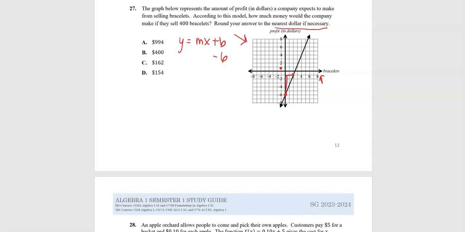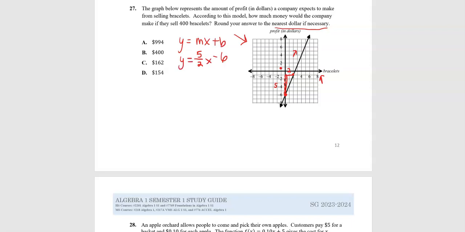Okay. I am then going to look for another point like this one here, and I'm going to calculate my slope. Okay. 1, 2, 3, 4, 5. So this is a rise of 5. And then my slope, my run is 2. This is a positive slope as it increases from left to right. So my slope is 5 over 2.